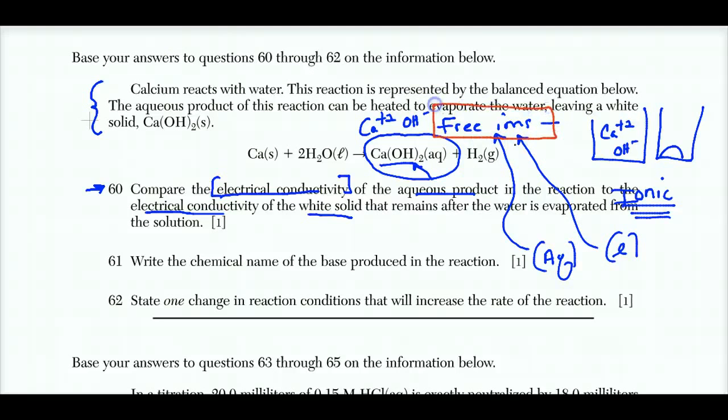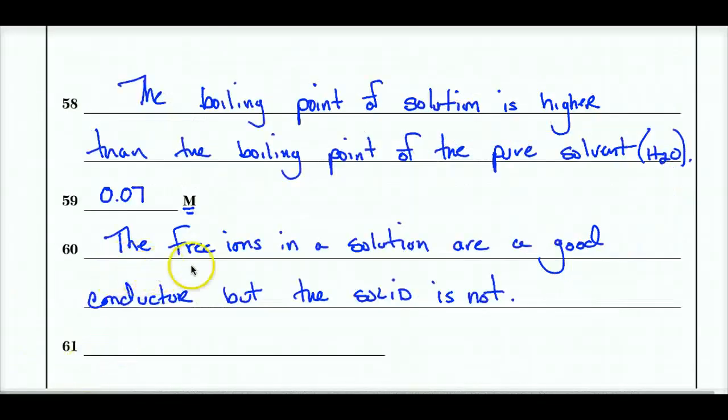But if they're in a solid form, those ions are basically locked in a three-dimensional crystal called a crystal lattice. The positive attracts the negative, and it goes in 3 dimensions. And those ions are not free in a crystal. So very clearly, the electrical conductivity is high for the free ions, but essentially 0 for the ions that are not free in the solid. So let's put that in the booklet. I said the free ions in a solution are a good conductor, but the solid is not.